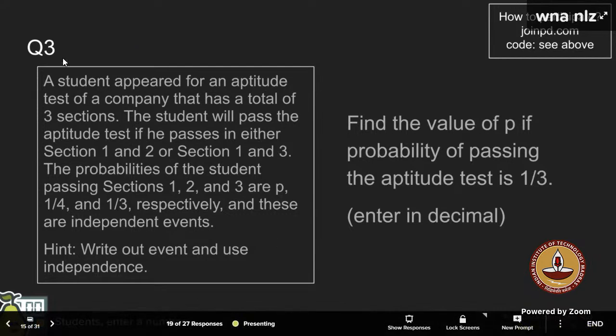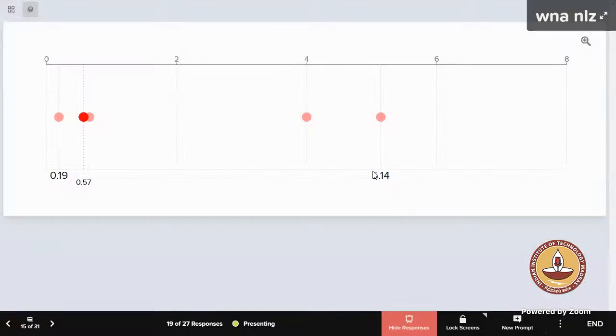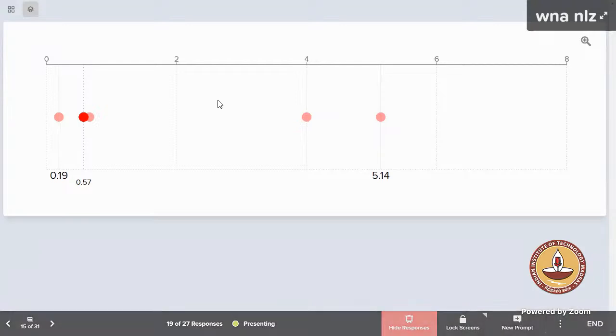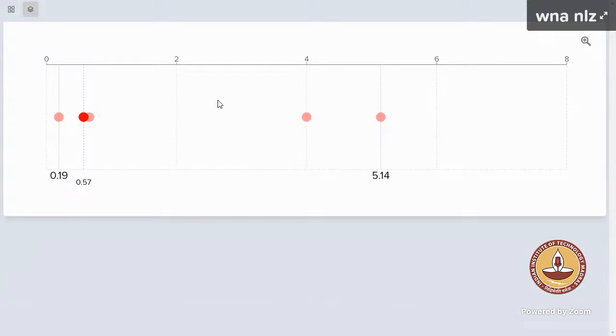Just give me a second. 5.14. This one is the right answer. Who gave this 5.14? First thing is we are trying to find out the value of P, right? Is that clear to all? Yes. Okay.